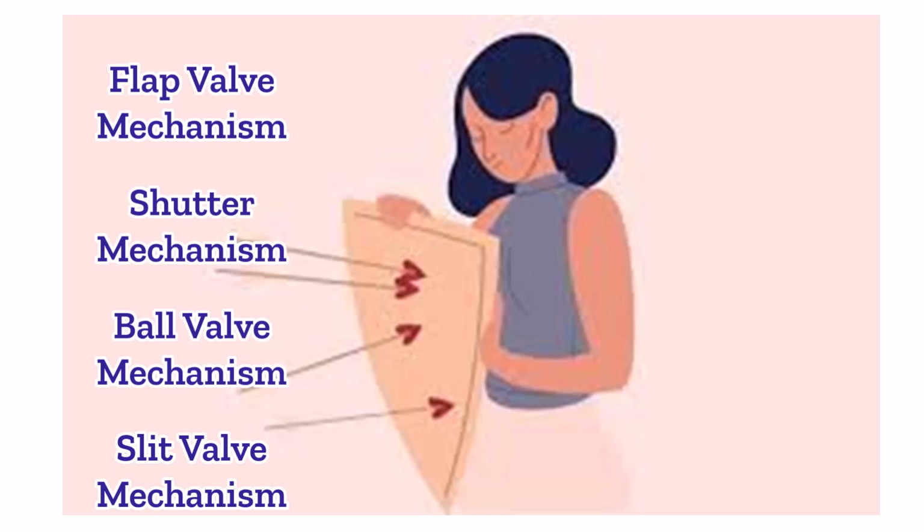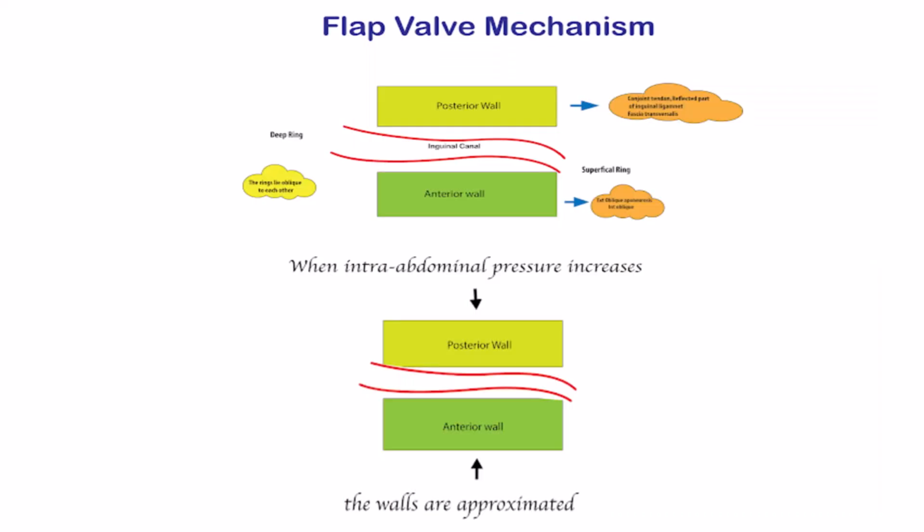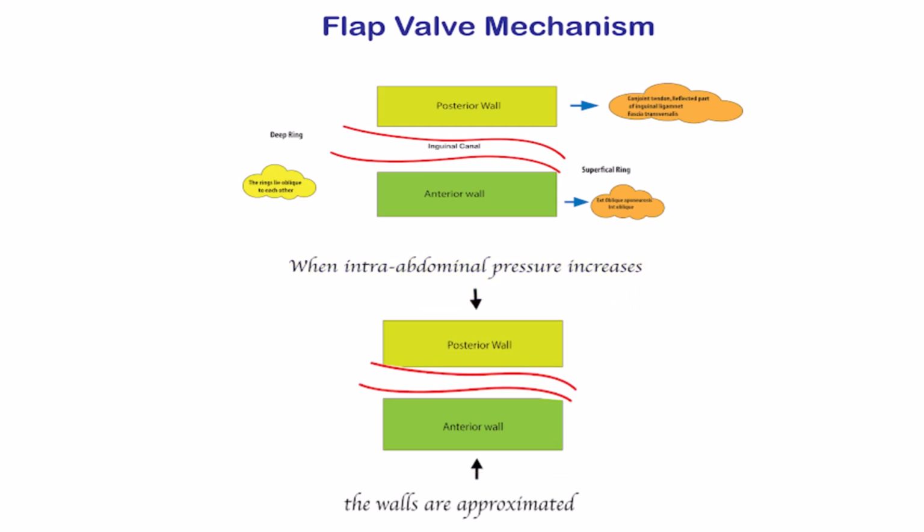First, I'm going to cover the flap valve mechanism. As the name indicates, just like a flap closes a valve. You know very well that the canal is not straight, it's oblique or angled. So the deep and superficial rings are not aligned anatomically. So whenever the pressure rises, the anterior and the posterior walls are pushed together. So they close this passage, and it acts just like a flap. If the inguinal canal were a straight tube instead of an oblique tube, we know very well the structures would shoot out easily whenever the pressure rises.